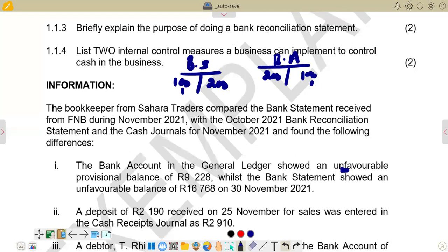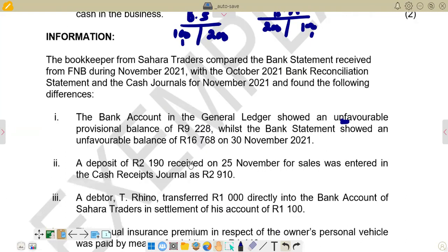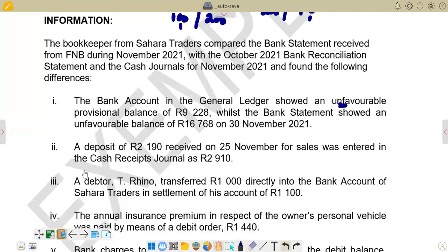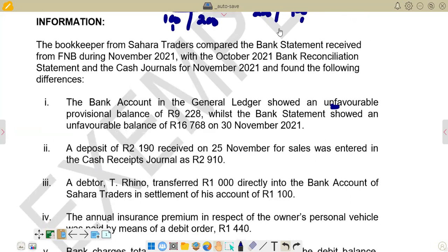So if you come to the second part of the question, that is information two, it says a deposit of 2,190 rands received on 25 November for sales was entered in the cash receipts journal as 2,910. So we also have to take note that the cash receipts journal entries are supposed to also be noted there as we try to correct them.